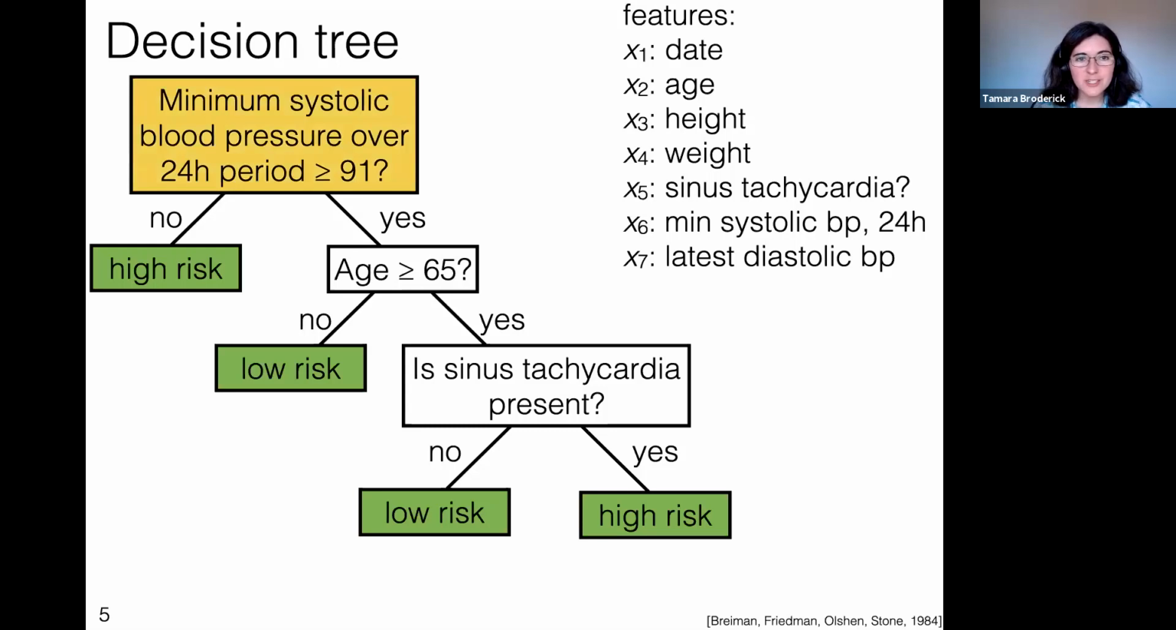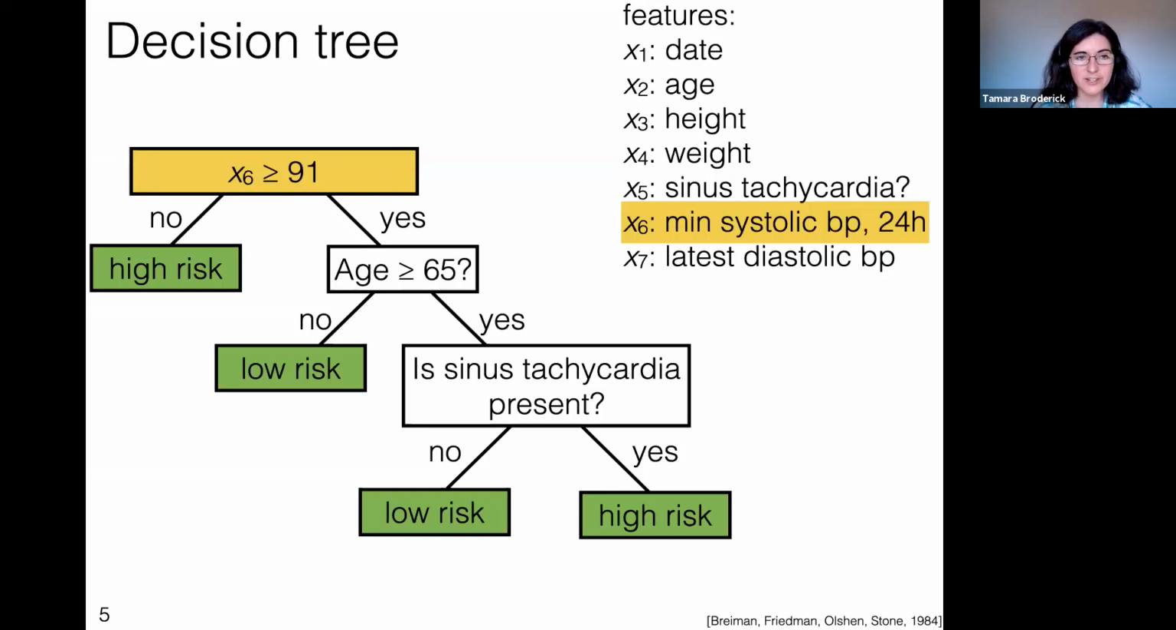Okay, so actually we can see each of these internal nodes in this tree as being some kind of cut or split on one of these features. So in particular, minimum systolic blood pressure over 24 hours, that's actually our 6th feature in this case. So we can write this as x6 greater than or equal to 91. Is this true? We'll go to the right-hand child if it's true. If it's false, we'll go to the left-hand child.